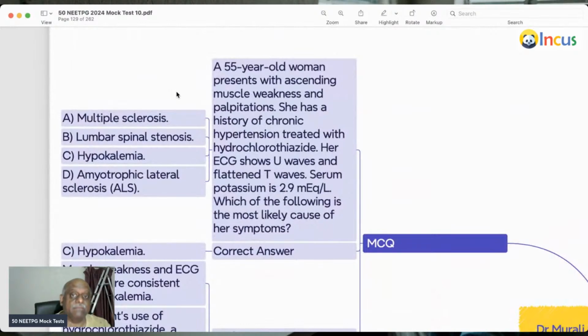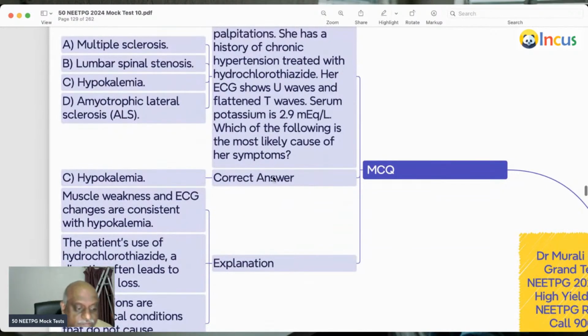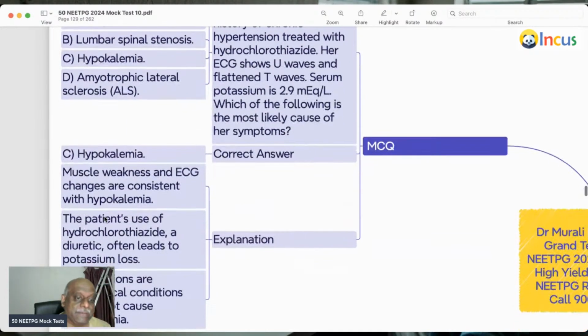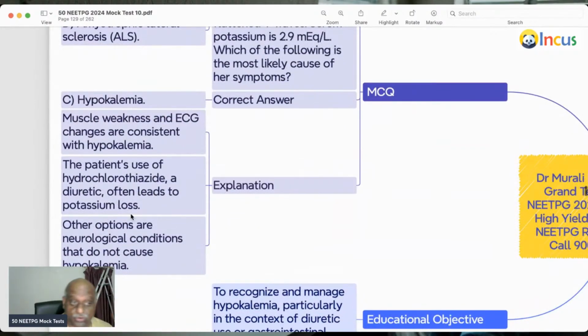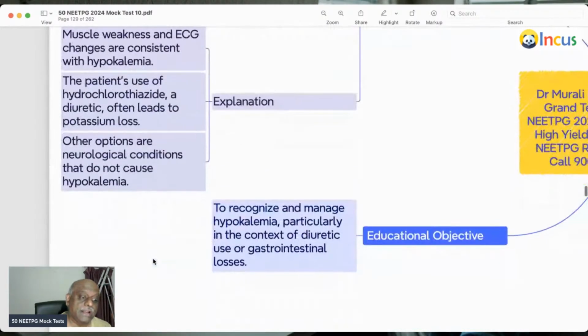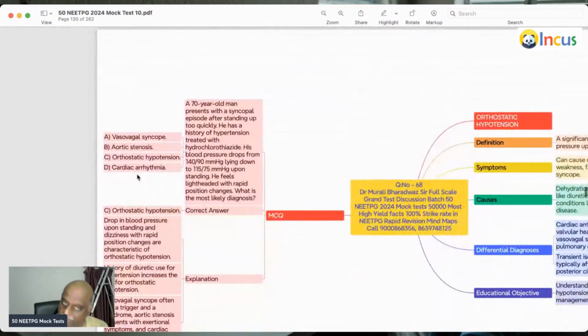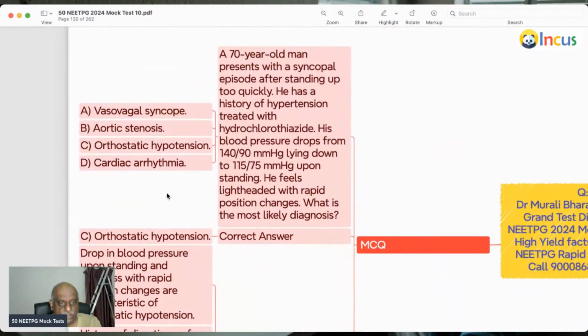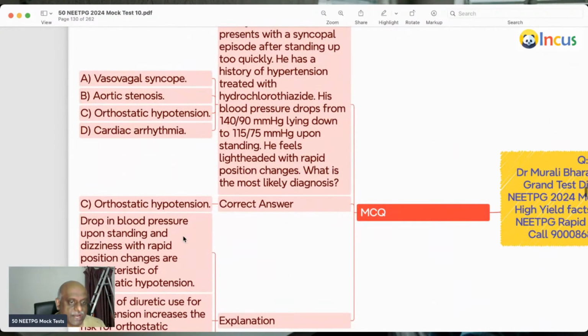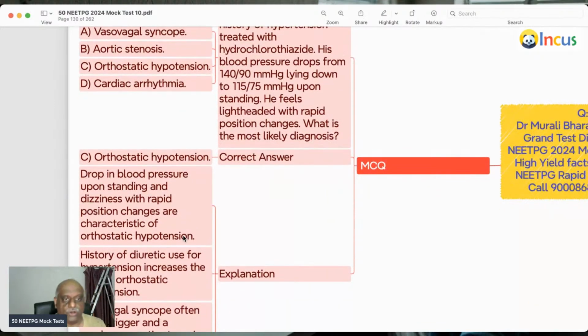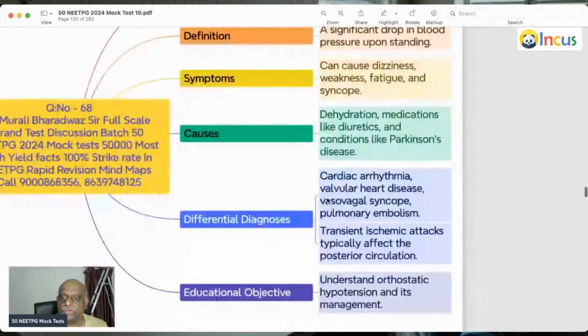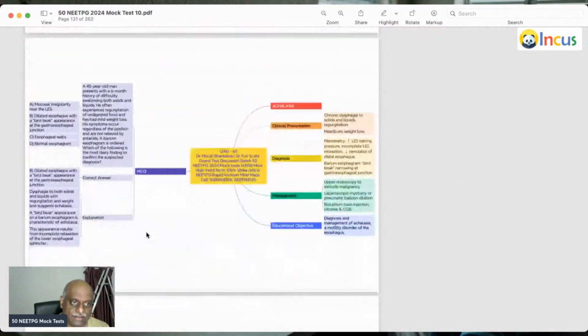Now, 55-year-old with ascending muscle weakness, history of hypertension, treated with hydrochlorothiazide, ECG shows U waves. U waves signify hypokalemia, especially when she is using hydrochlorothiazide, which can lead to kaliuresis, is what you need to remember. 70-year-old with syncopal episode after standing too quickly. So drop in BP upon standing and giddiness is called orthostatic hypotension.